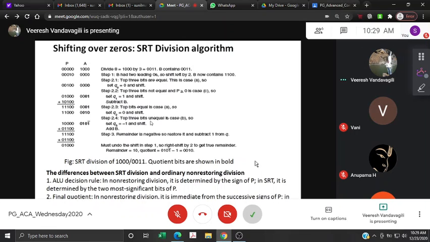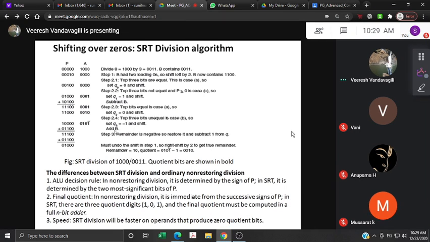Then checking the condition: are the top three bits equal? No, it's not equal. In this case set Q3 equal to -1. Here P is negative, that's why we are setting Q3 equal to -1. During that time you are adding B, so B value is 1100, and you add it to this value. This is the quotient bit you are adding, called -1. So the final value will be over here.